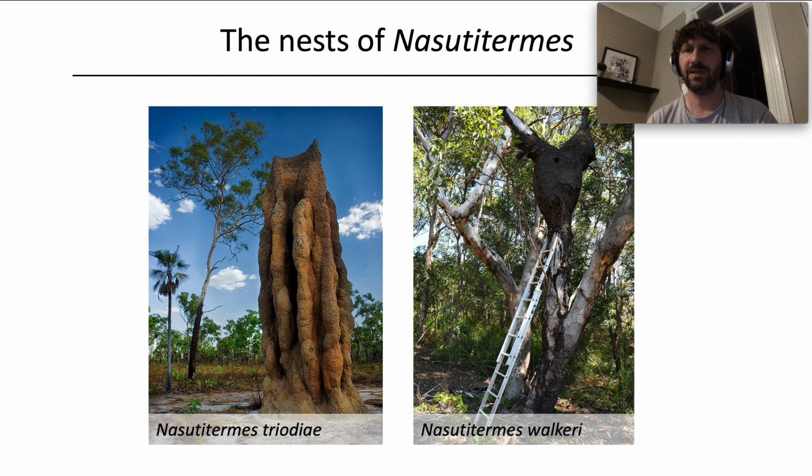Over the last few years, I've been particularly interested in the nests of Nasutitermes, which is a genus of termites which is particularly interesting because of their ability to make very different nest shapes, from huge mounds like this Nasutitermes triodiae mound on the left, to arboreal nests like the Nasutitermes walkeri here. And consider that these are related species from the same genus and both from Australian Nasutitermes.